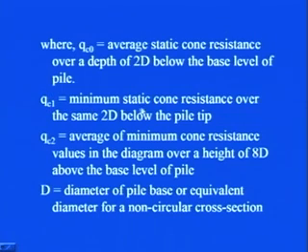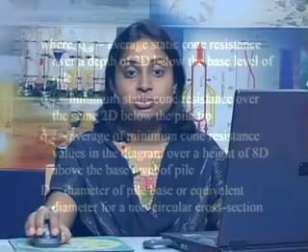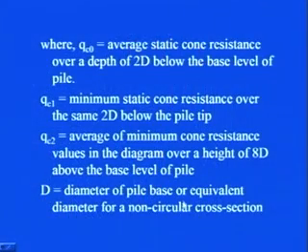Then Qc1 is the minimum static cone resistance over the same 2D below the pile tip, that is the minimum one that you will be taking. Here Qc0 was the average one, in this case it is the minimum one. Then Qc2 is the average of minimum cone resistance values in the diagram over a height of 8D above the base of the pile. So, above the base of the pile, that is 8 times the diameter of the pile, you take whatever minimum value you get at each particular depth, take the average of that, and that value will be Qc2, where D is the diameter of the pile base or equivalent diameter for non-circular cross section.